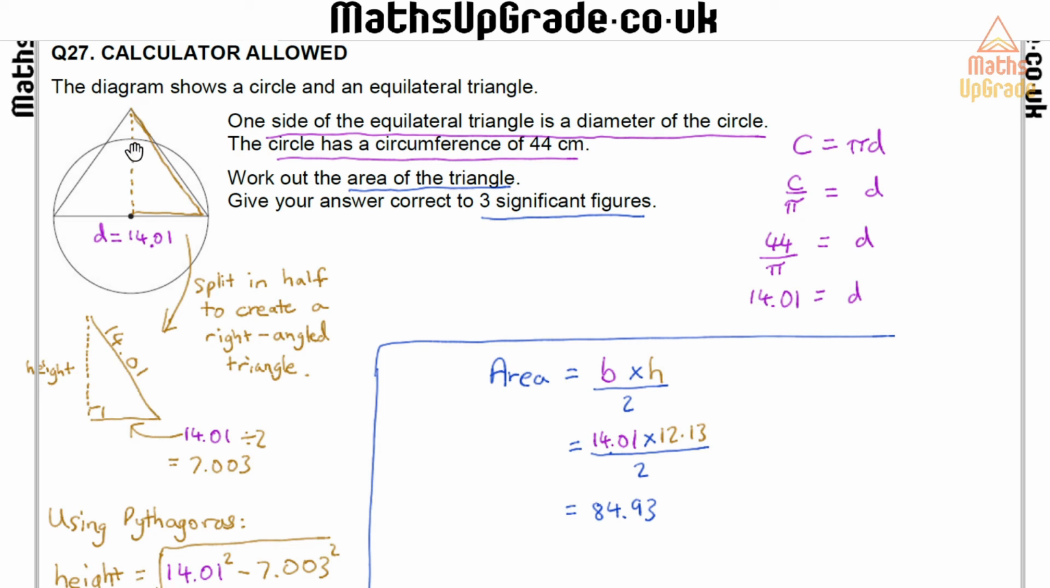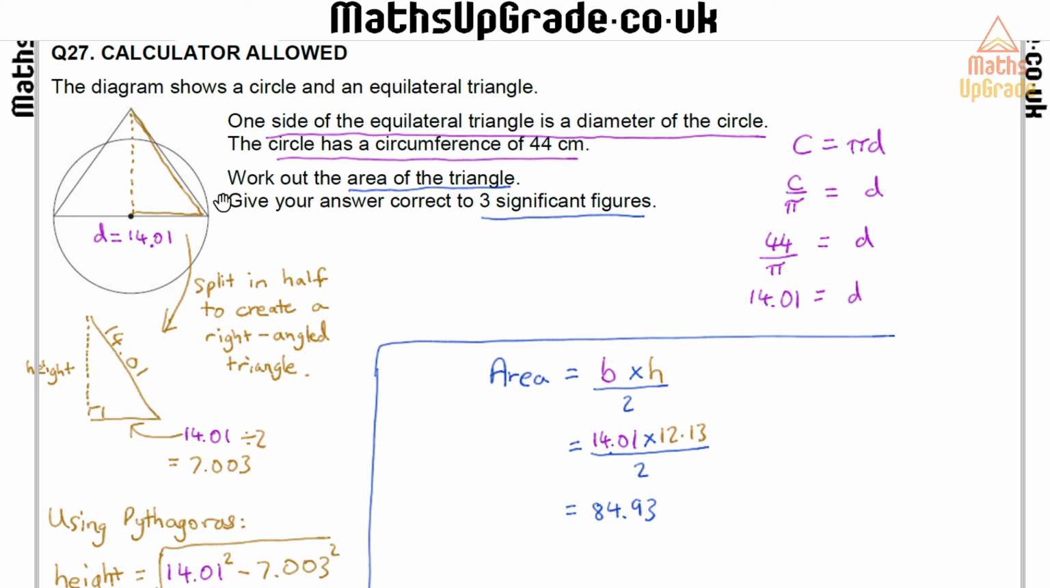Now, like I stated, I'm going to split this triangle in half. There's a line of symmetry down there. When I split it in half, since I know that the diameter of the circle is 14.01, I know that this section here is 14.01. If I divide that by 2, I know the base of this triangle, this short side here, which is 7.003.